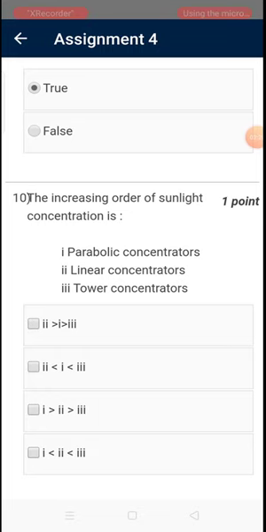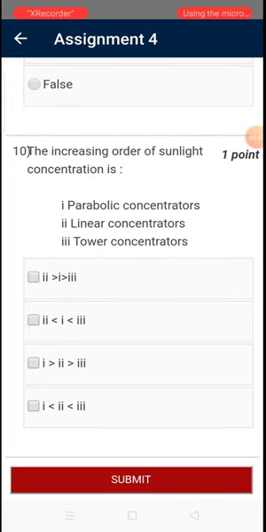The next question is: the increasing order of sunlight concentration is. So for this question, the right answer is B.